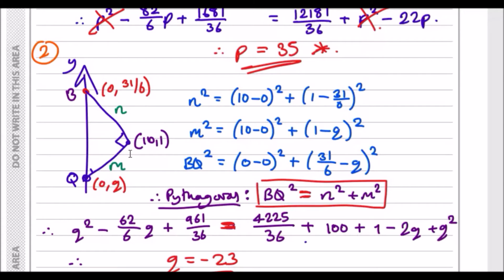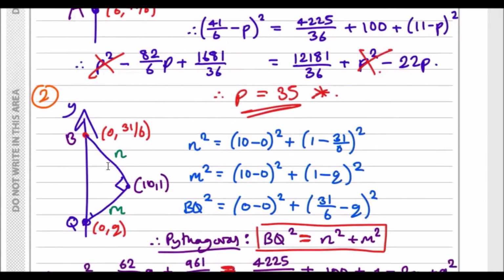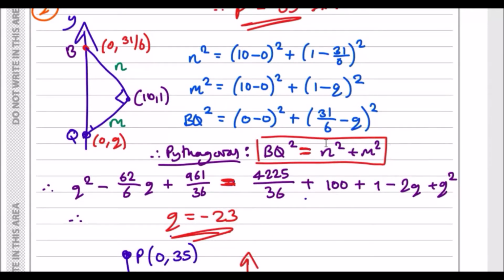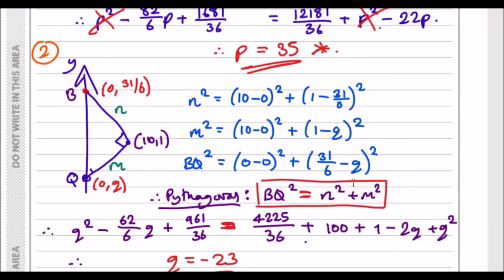So again, I call this length here m between Q and 10, 1, and I call this length n between B and 10, 1. So this is the tangent points. So this is the part where the circle is. The Q part is the tangent point. So using the distance formula, I said let m squared plus n squared equal BQ squared. So somewhere over here, BQ squared equals n squared plus m squared.